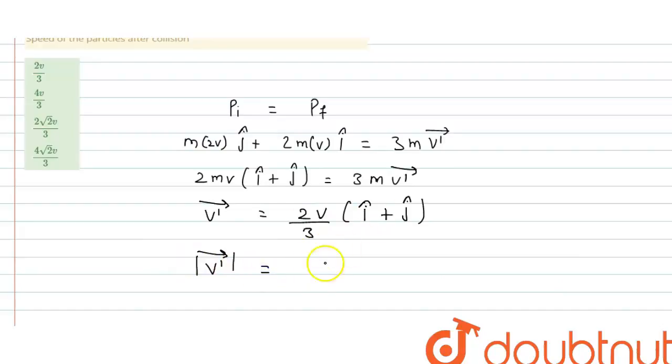So this is equal to the square root of x component whole square plus y component whole square. Since these two components have the same magnitude, this will be equal to 2 root 2 upon 3 v. This is the final answer. So option C is the correct option. I hope you have understood the explanation.